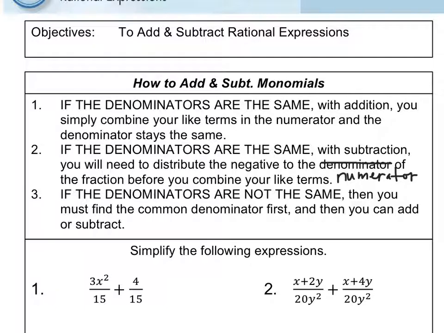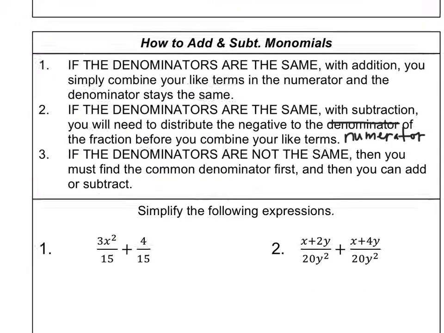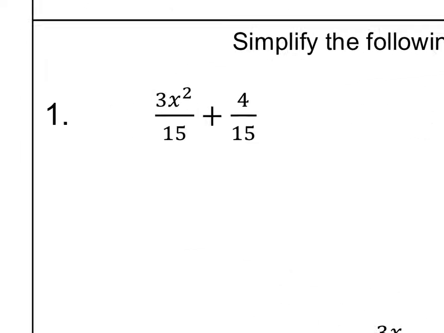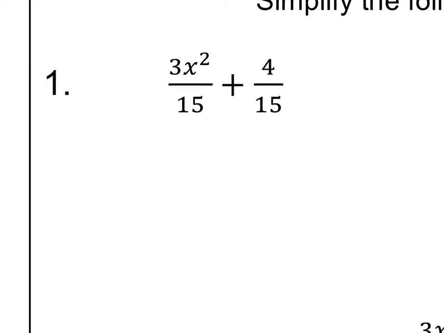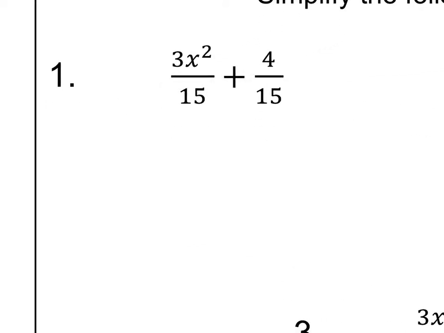If the denominators are not the same, then you must find a common denominator first. Then you can add or subtract. So let's look at the first couple examples here. First example, this is in your note packet. A couple of these examples are not in your note packet. You're going to have to write these down as we go through.